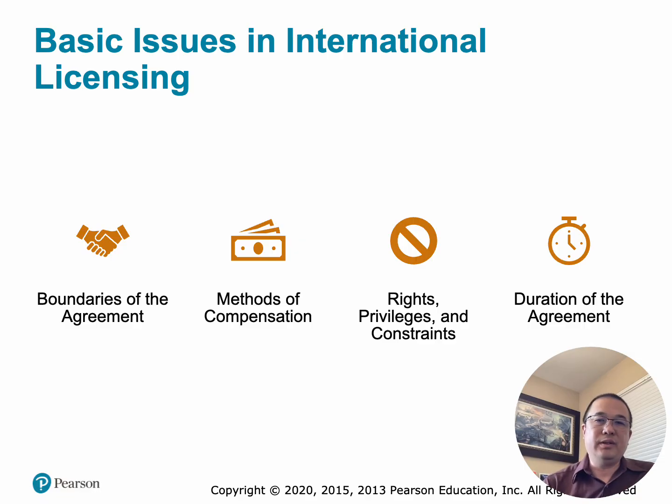This summarizes the 4 most important issues that companies must negotiate when creating an international licensing agreement. Think of these as the key questions that both the licensor, the owner of the IP, and the licensee, the user of the IP, must answer before signing a contract. Number 1, boundaries of the agreement. This defines where, how, and for what purposes the intellectual property can be used.